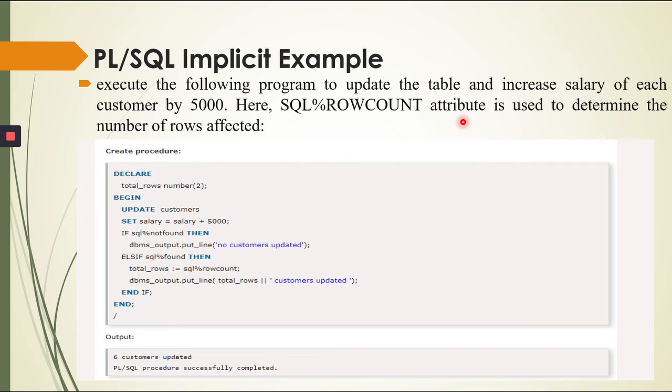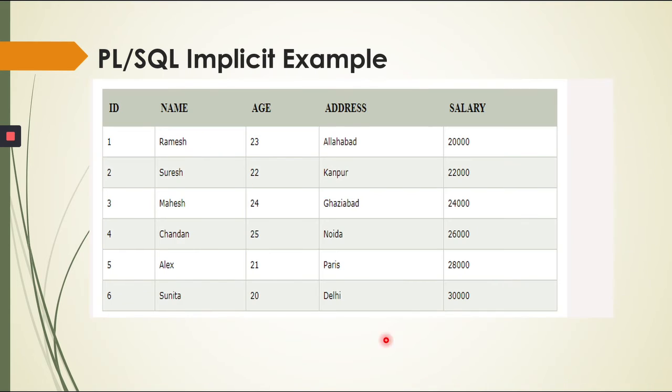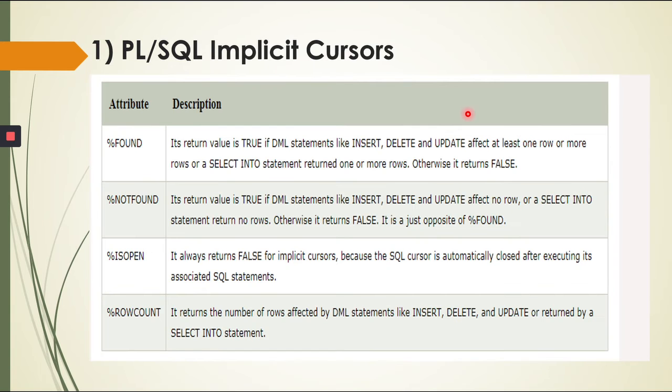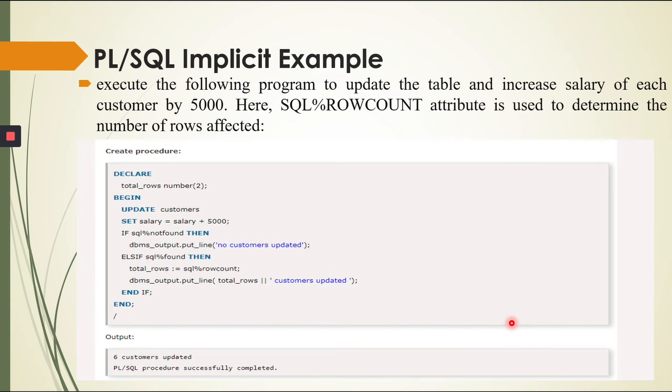Here the SQL%ROWCOUNT attribute is used to determine the number of rows affected. We have one table, so using the update query, to count how many rows will be affected we have to use %ROWCOUNT. As I have explained, %ROWCOUNT returns the number of rows affected by DML statements like insert, delete, and update. So here our problem is we have a customer table in which we have to increase the salary of each customer by 5,000. So we have to obviously write an update query.